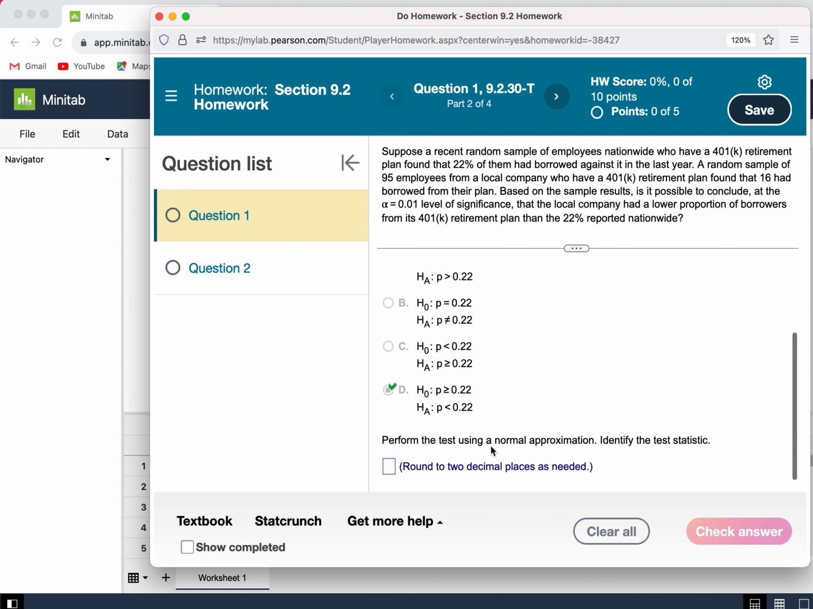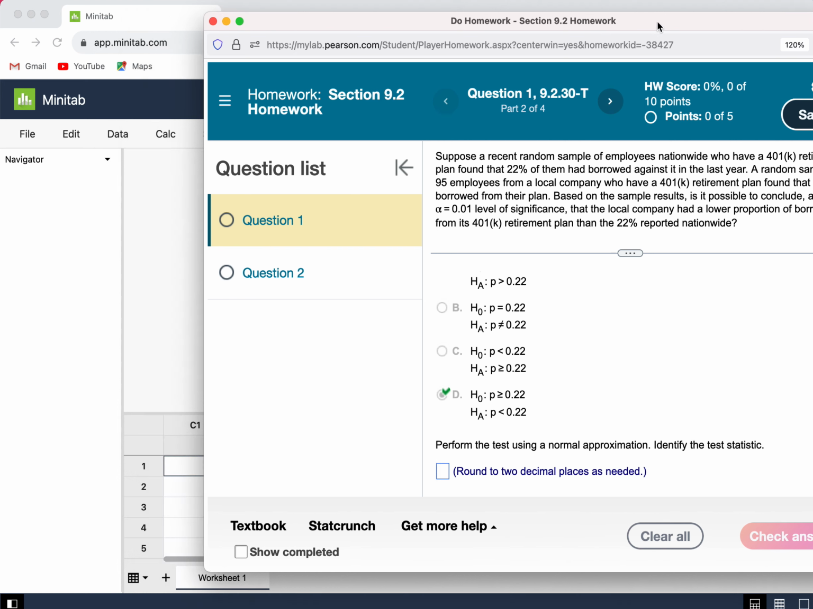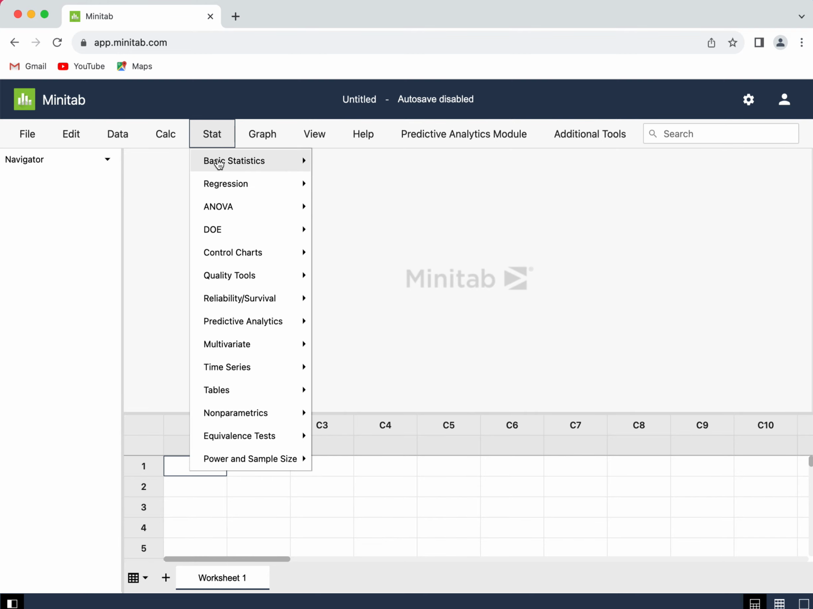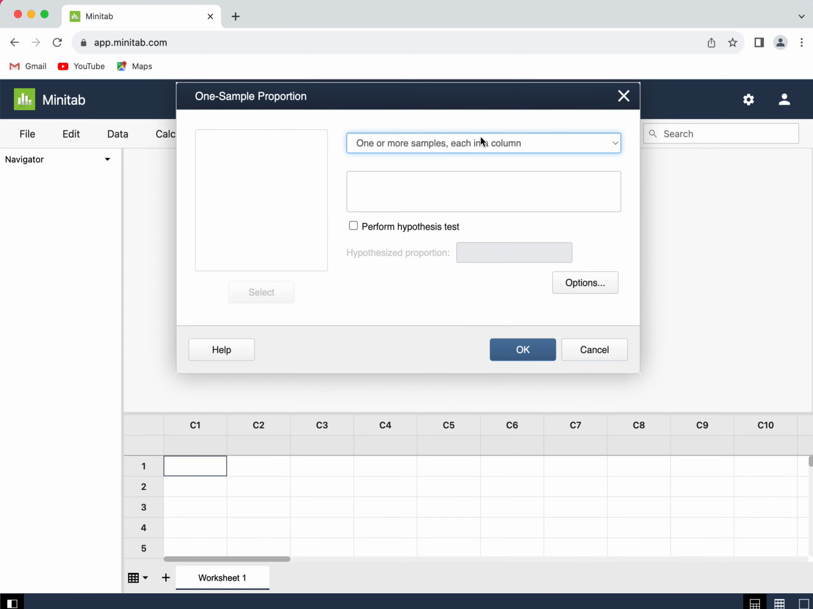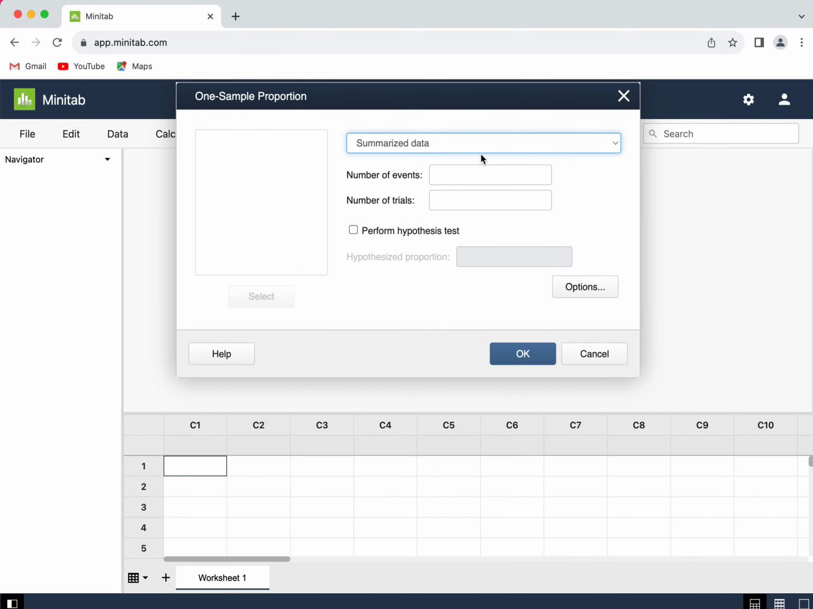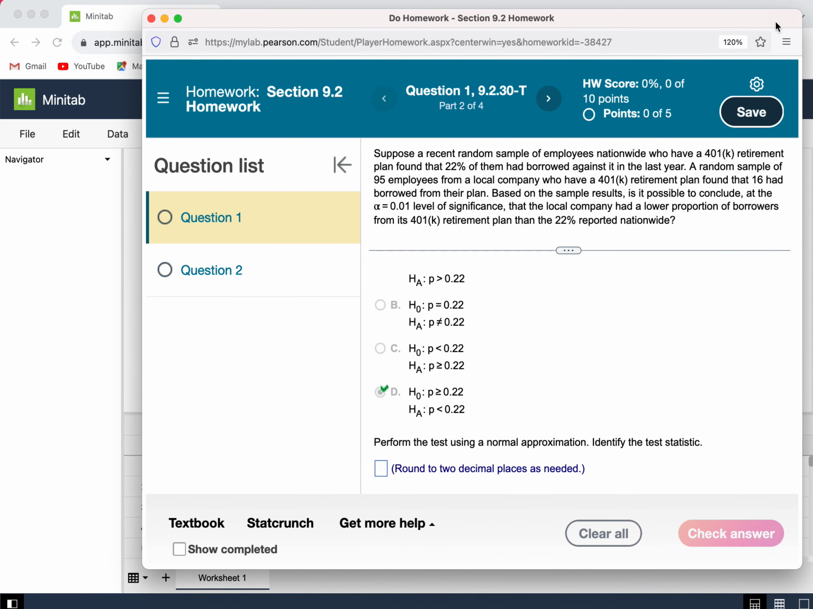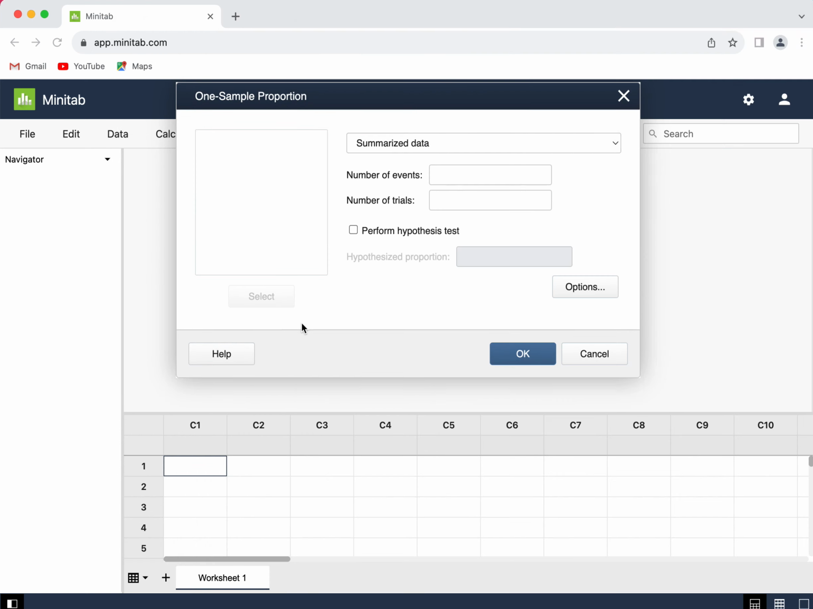Now we are going to do the test, and there's a reminder here to use a normal approximation. So we're going to go to Minitab. I'm going to go to Stat, Basic Statistics, and 1 Proportion, because this is a proportion problem. Switch to Summarize Data. And now I need my number of events and my number of trials. So my sample found that 16 out of the 95 employees had borrowed from their plan. So my number of events is going to be 16 and my number of trials is 95.